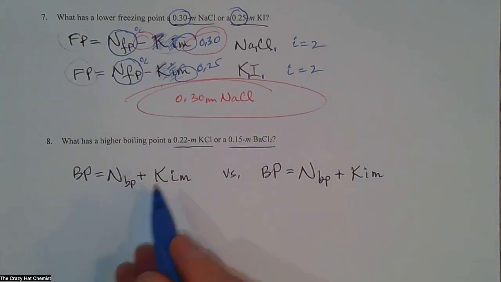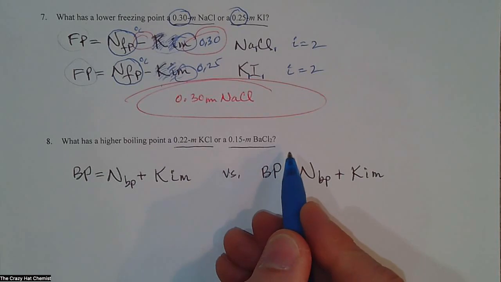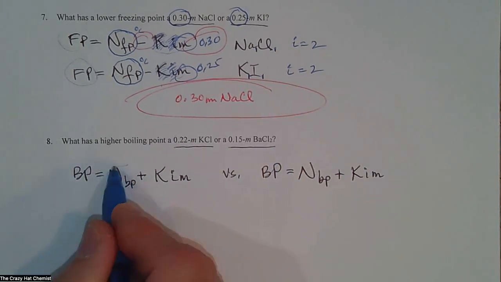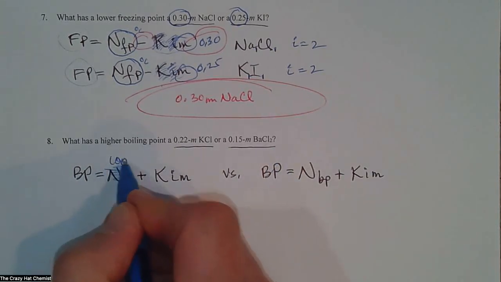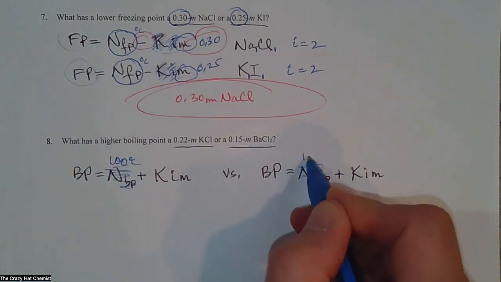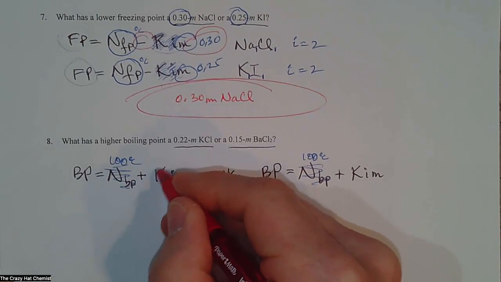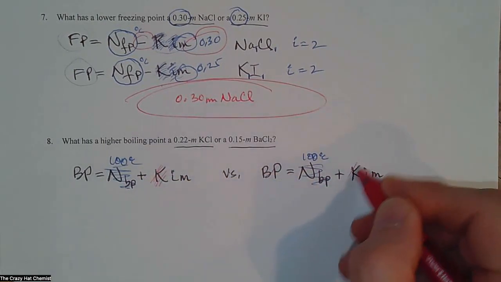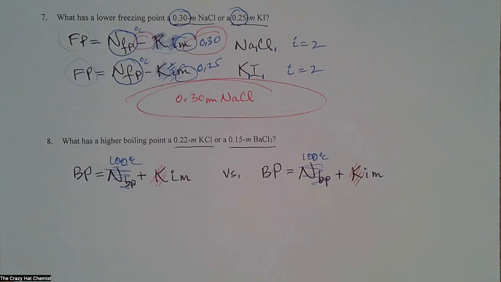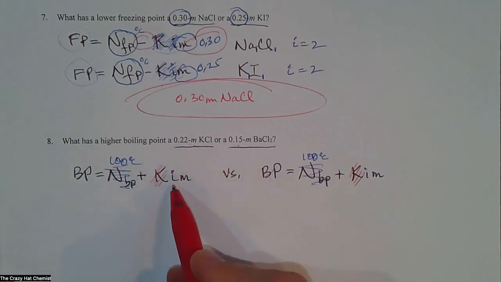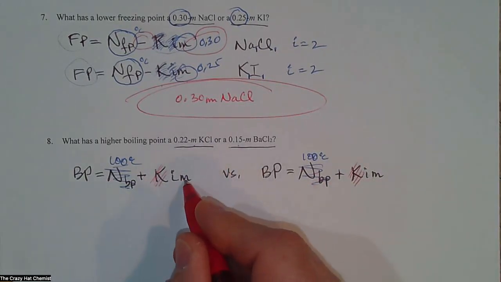So it doesn't say what the solvent is. So we'll assume that the solvent is water. That means that this value right here is 100 degrees Celsius. So they have to be in the same solvent if we're going to compare these unless they were given a solvent. And then since they are in the same solvent, that means that the K is the same for both. Okay. Now I have a different molality for both of them. So the molalities are going to be different.